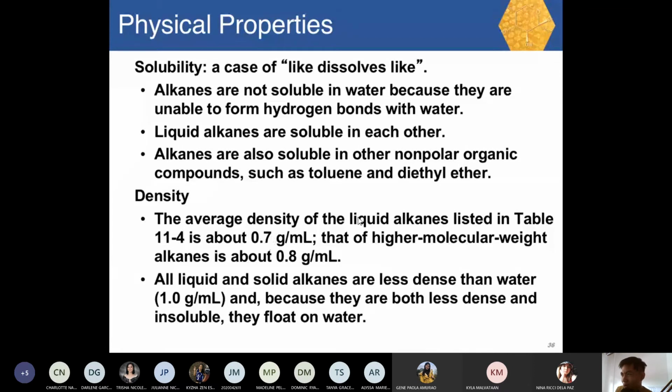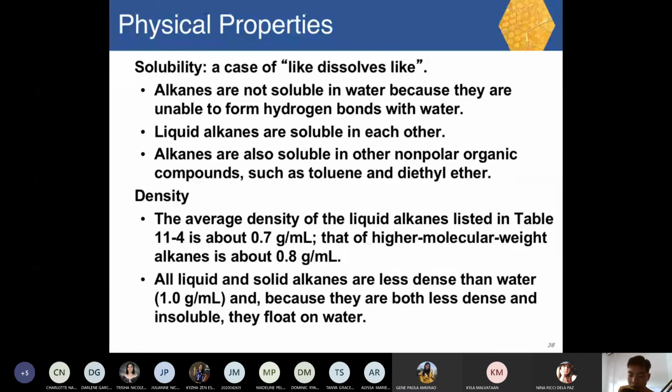Now, density. Usually, the density of our alkanes is less than water. It is less dense than water, so it will float on water, no? That's why about what I said earlier on gasoline, if you pour water on it, it will spread. It will float on water, so it has no effect. Our alkanes are generally less dense than water, so they will float. For example, small portions of candle wax placed in water will float. Gasoline placed in water will float.